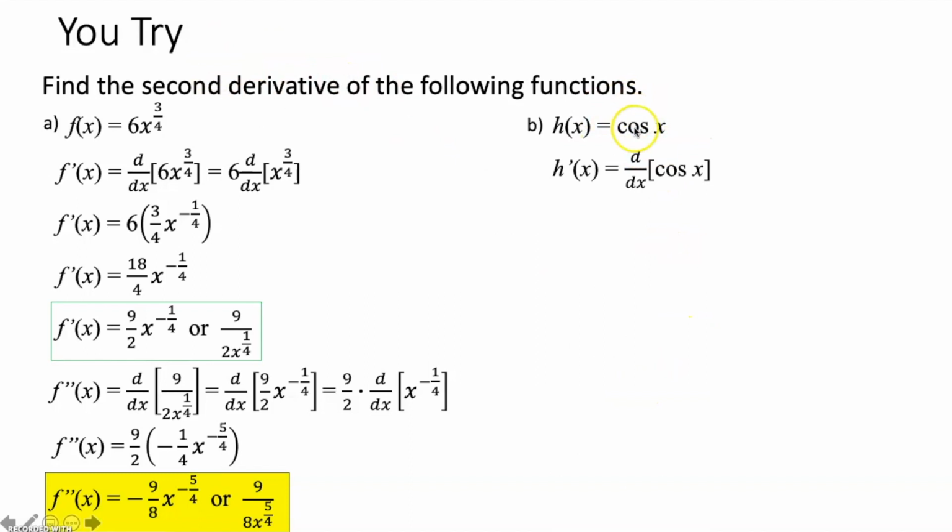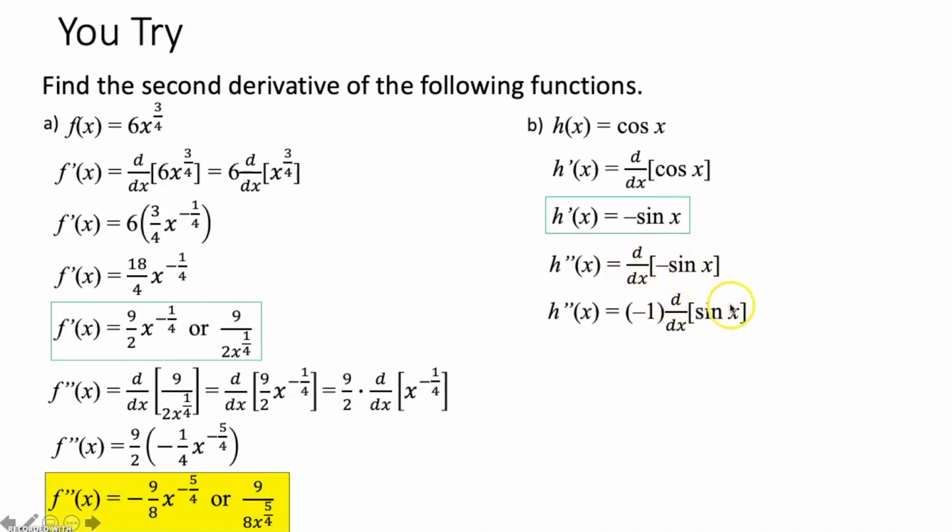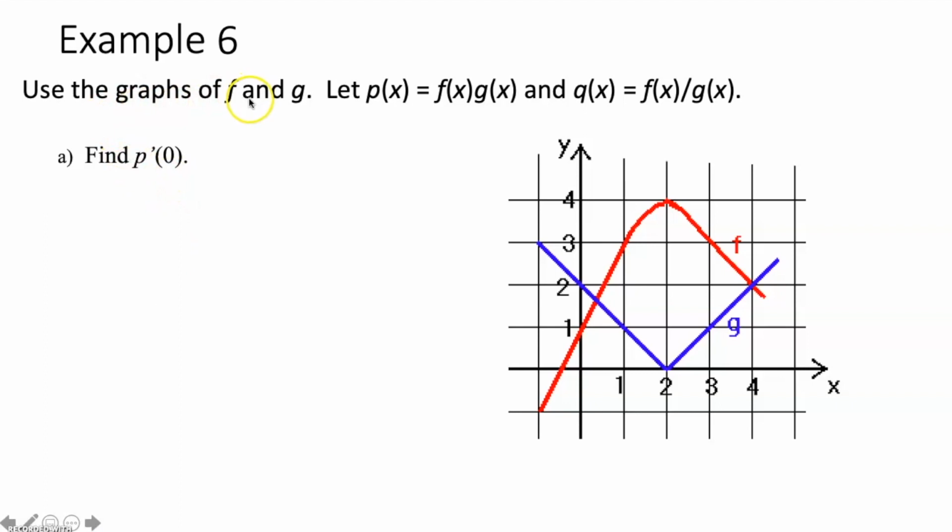So derivative of cosine of x, we know is negative sine of x. Now to get the derivative of negative sine of x, note that this negative right here is the same as negative 1 times sine of x. So we need to use the constant multiple rule. So I'm going to take that negative 1 and move it out front. Then I take the derivative of sine x, which is just cosine x, and then multiply it to the negative 1, and I get negative cosine of x. That's my second derivative of cosine of x. Now, example 6 says, use the graphs of f and g.